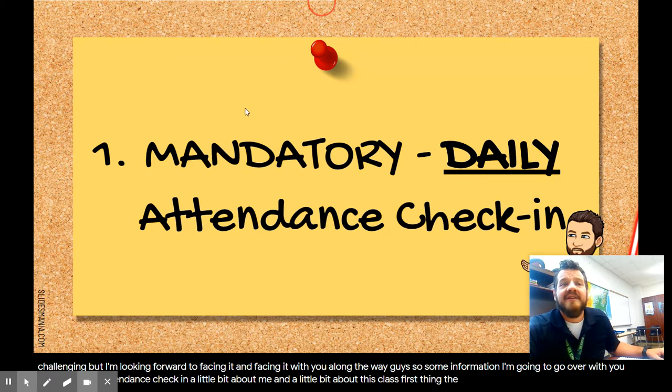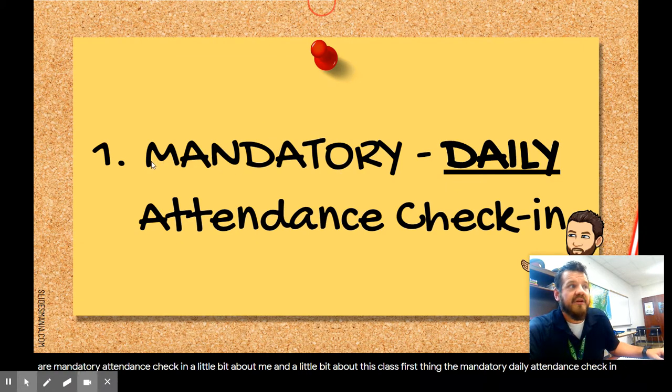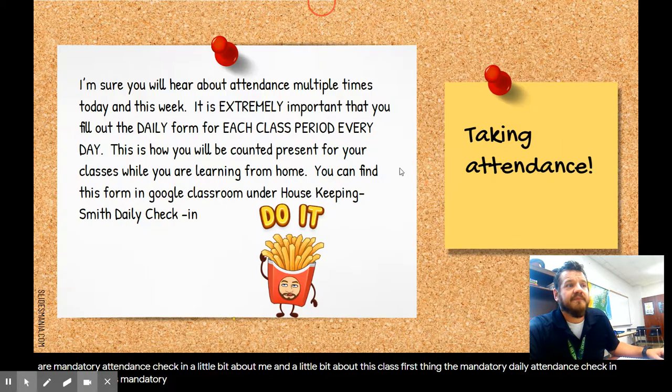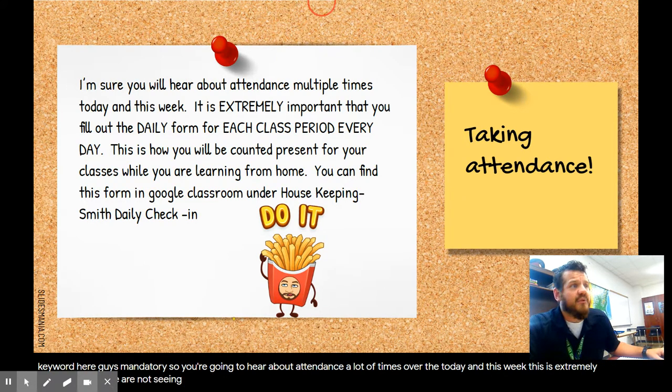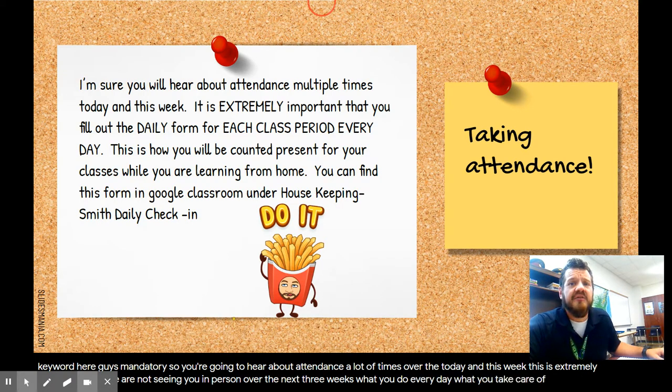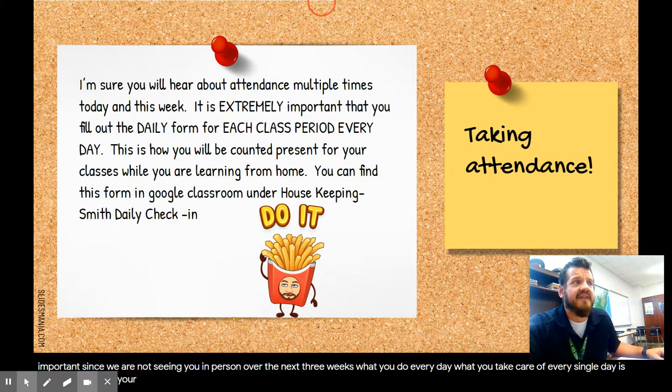First thing, the mandatory daily attendance check-in. Key word here, guys, mandatory. So you're going to hear about attendance a lot of times over today and this week. This is extremely important since we are not seeing you in person over the next 3 weeks. What you do every day, what you take care of every single day is very important for your attendance in class. You need to fill out a daily form every class period, every day.